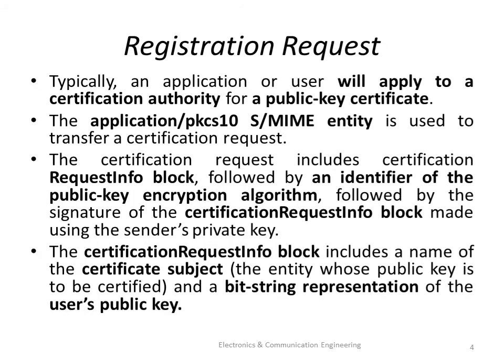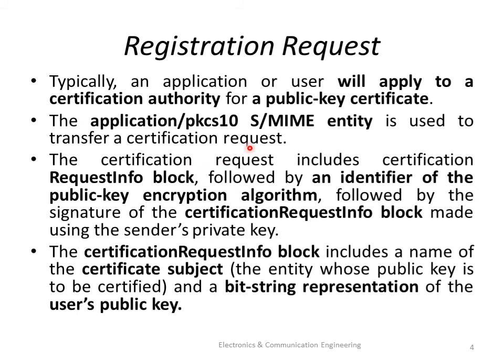Registration request. The crux of any secure email system is the distribution of public and private key pairs and certification. S/MIME is very liberal about certification. There are public certifiers such as VeriSign and others that distribute certificates at various levels of security. So the first step would be the registration request. Typically an application or user will apply to the registration authority for a public key certificate. The application PKCS#10 S/MIME entity is used to transfer a certification request.